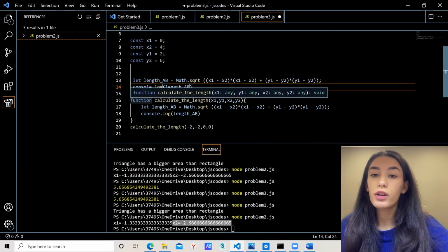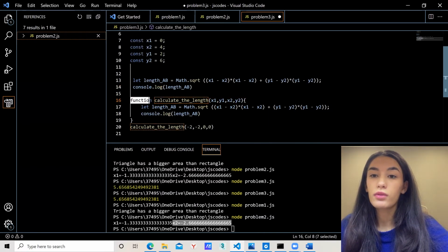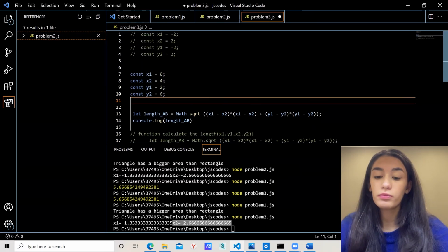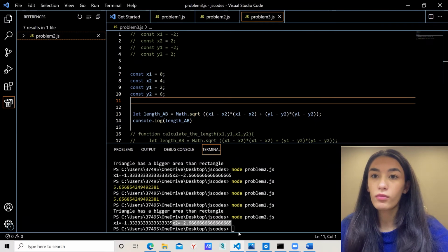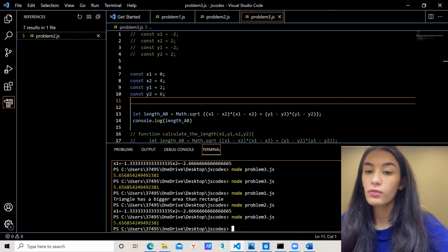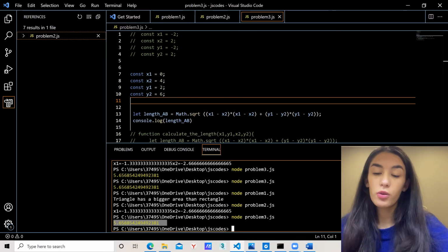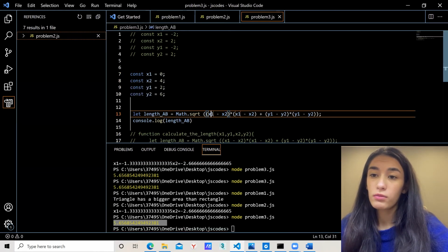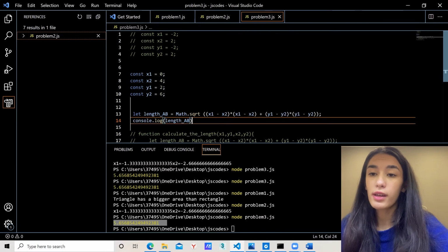So let's test our program. Node problem 3.js. It is telling that the length is equal to this, which is obviously true, as if we put the values in the formula, we'll get the same thing.